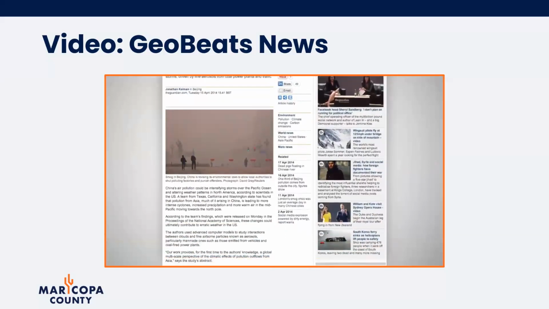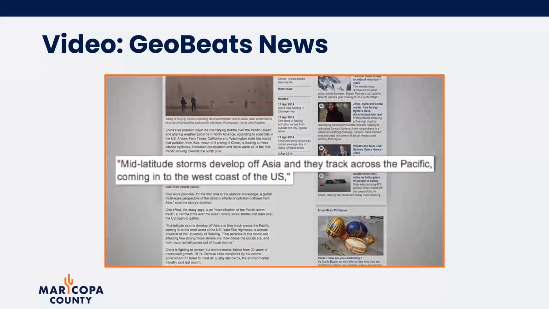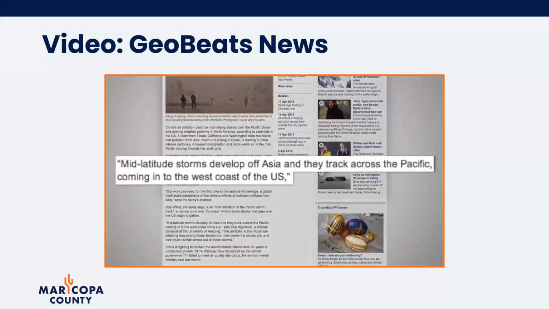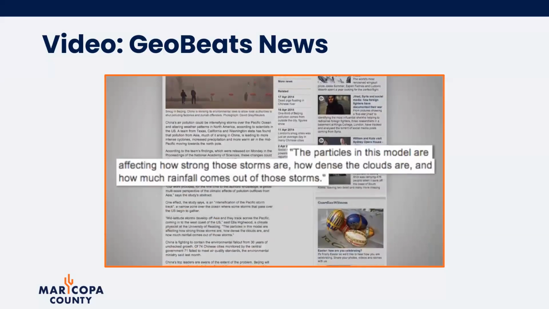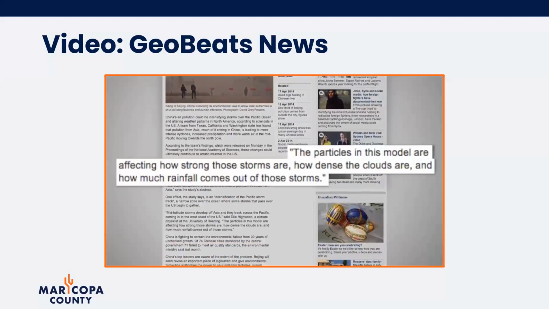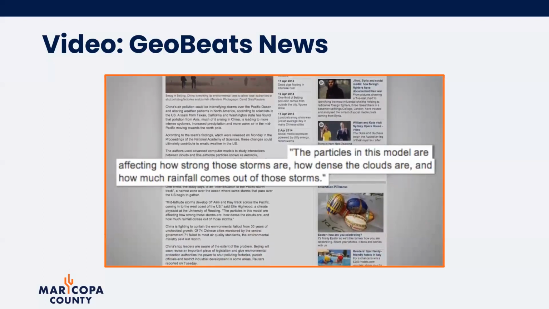Ellie Highwood, a climate physicist at the University of Reading, is quoted as saying, "Mid-latitude storms develop off Asia and they track across the Pacific, coming into the west coast of the U.S. The particles in this model are affecting how strong those storms are, how dense the clouds are, and how much rainfall comes out of those storms."